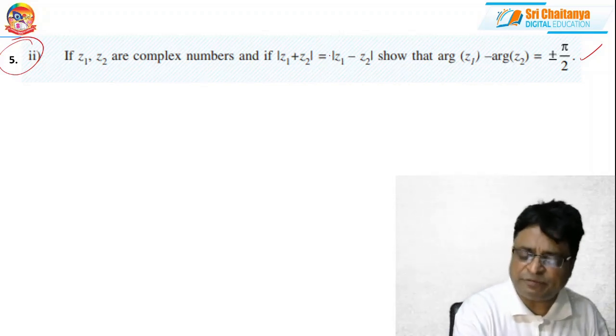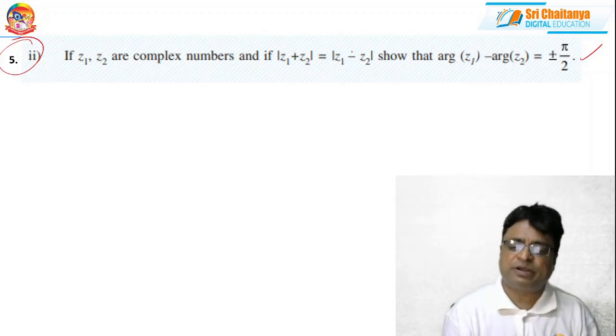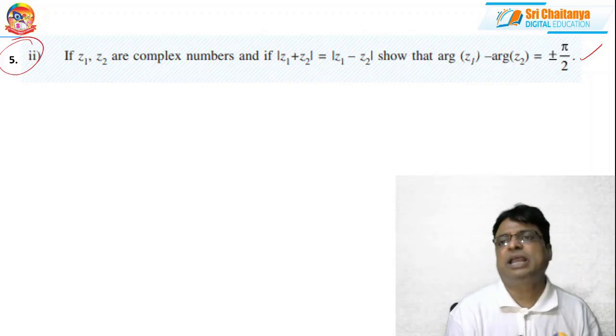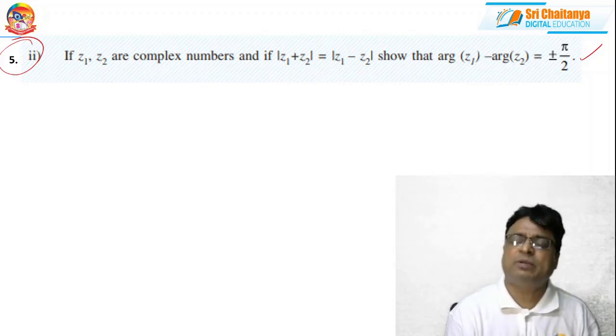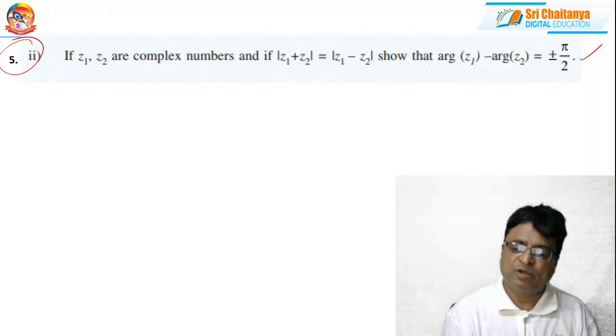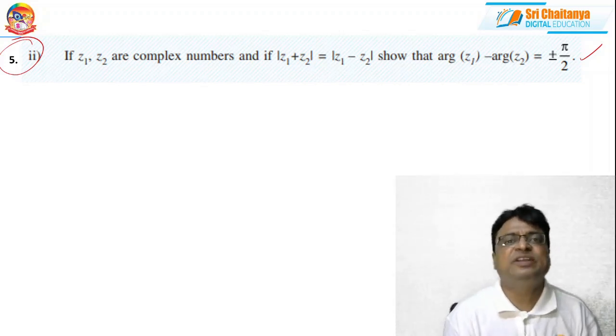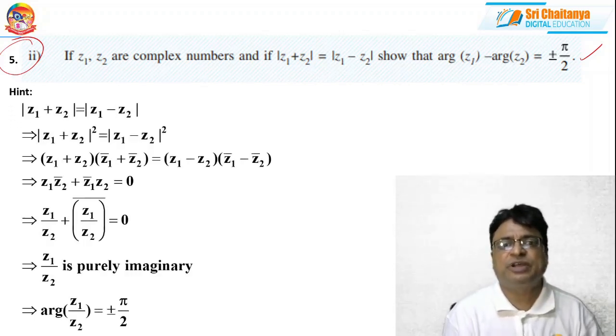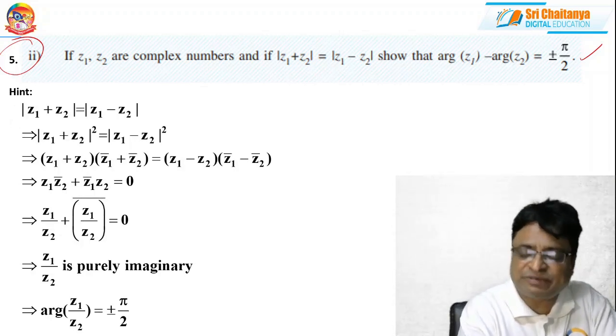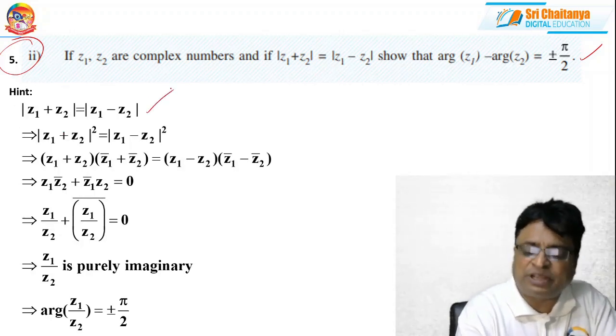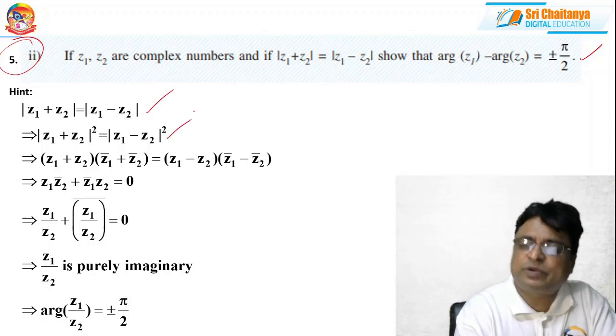So, whenever mod of Z1 plus Z2 is equal to mod of Z1 minus Z2 is given, I can solve the problem in 2 ways. What are the 2 ways? I can square the problem. See the hint first. First you observe the hint. Here I am using several beautiful points. This is given, and I have taken squaring on both sides.